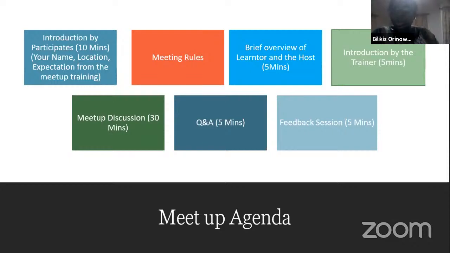My name is Belikis Orinyowo. I'm in Nigeria, in Abuja. My expectation from this training is to understand more about GDPR and also data privacy. As an HR person, I handle a lot of data, so I really want to know about data privacy and what I'm doing wrong and what I'm doing right. Over to you, Chinyere, then we can all introduce ourselves in turns. Please unmute yourself and turn on your video, so it will be a nice interactive session.